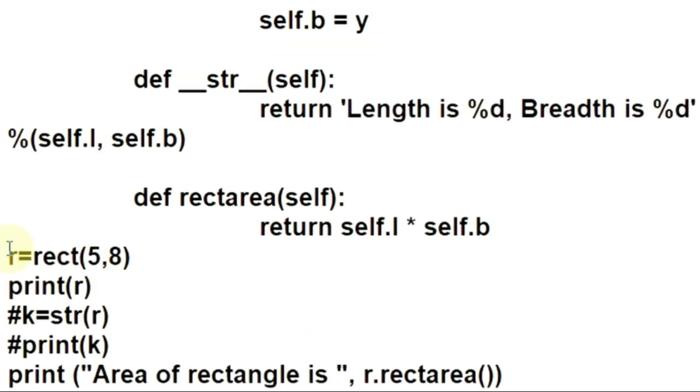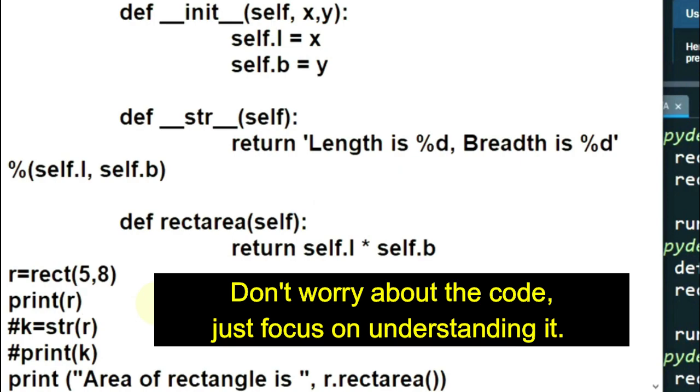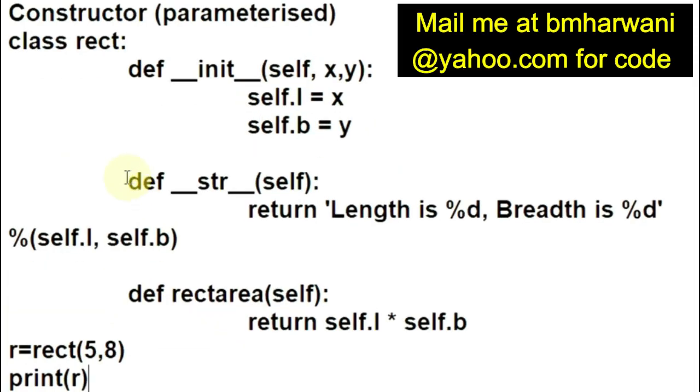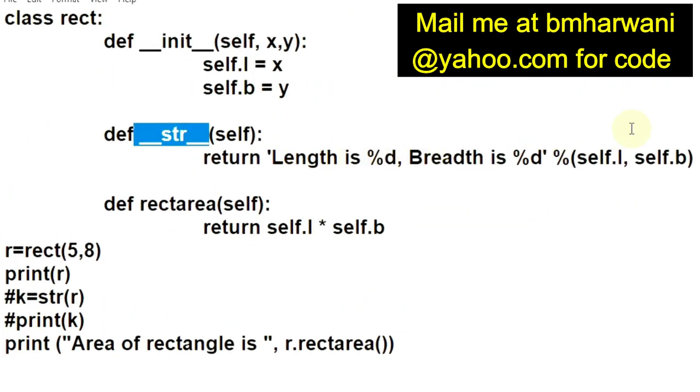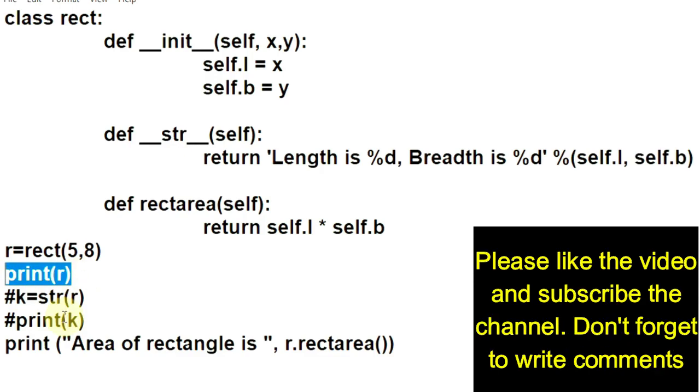Now let's see here. Here you made an object r. Now you're printing r. You're printing the object r. The moment you print the object r, the compiler will search for this str method and will invoke it. So it will return: length is, the value of self.l will be substituted at %d, that is the value which is assigned to the l attribute of the object r. Breadth is, and the value in the b attribute of object r will be substituted over here. So the length and breadth values will be displayed when this print is called, right?